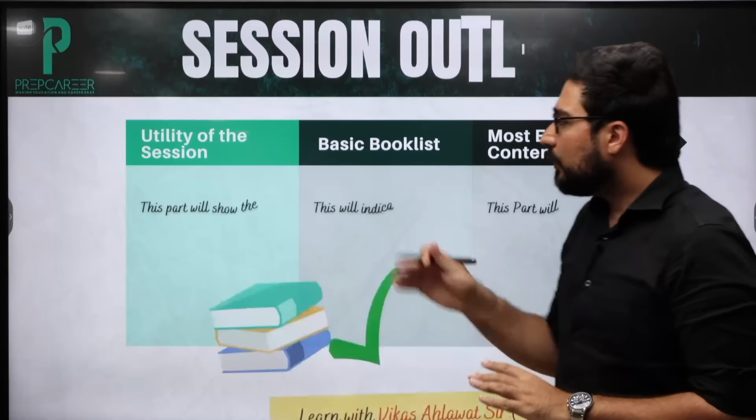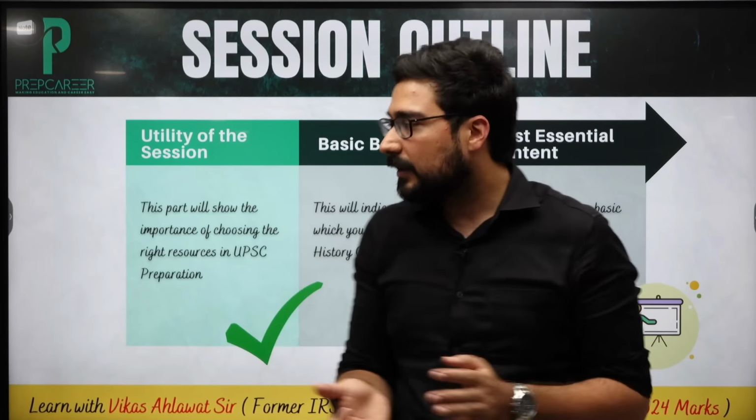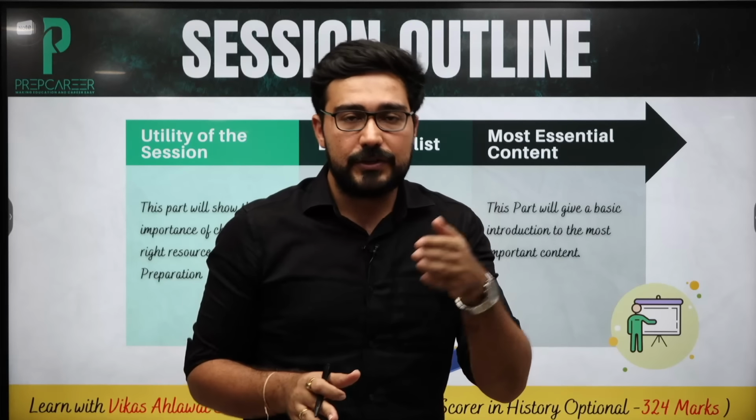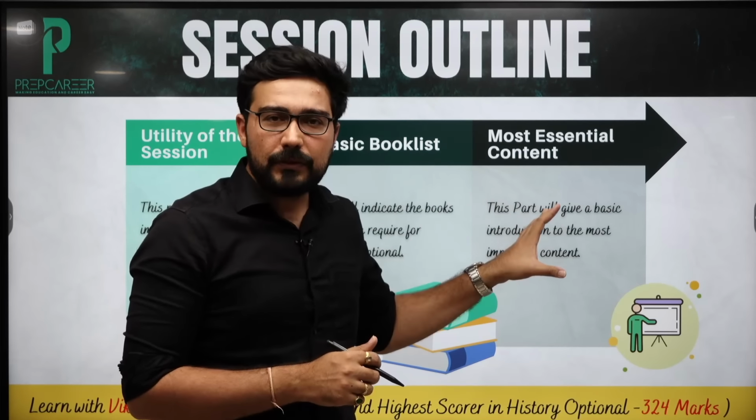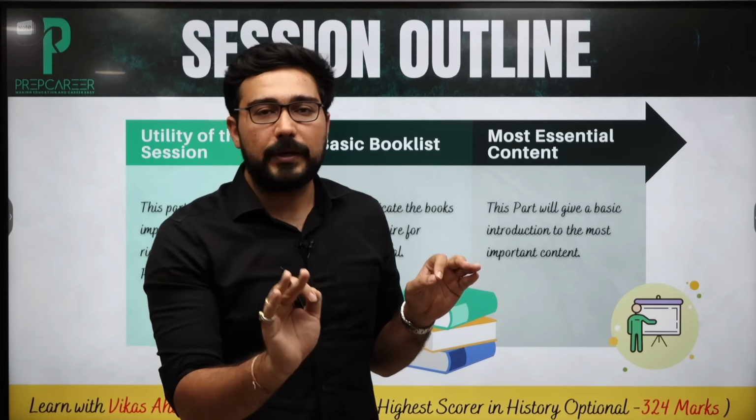So, today we'll first discuss the utility of this session. Why are we doing this, what is the need for it? Second, we'll talk about the basic book list which all of you are going to study for history optional. And third, within these books, I'm going to show you the indexes, and on the basis of that, I'm going to tell you which topic is important and which topic is not important.